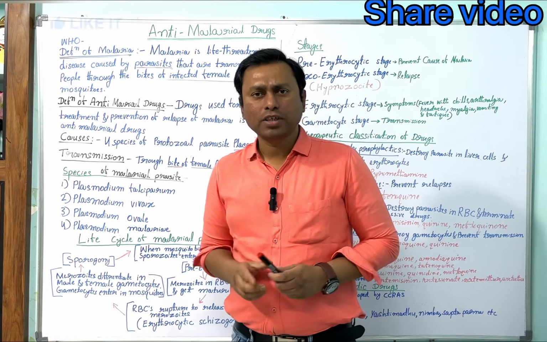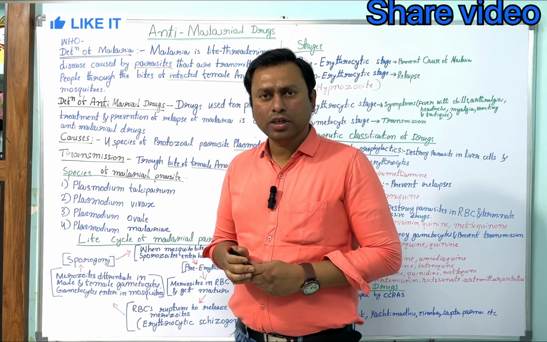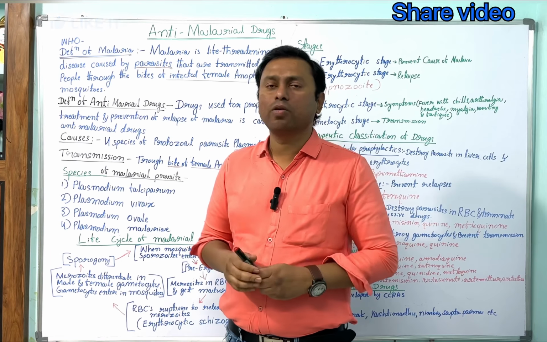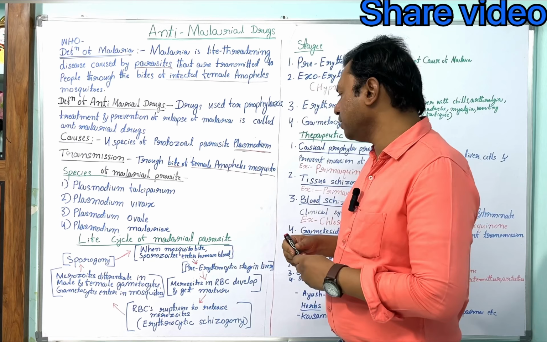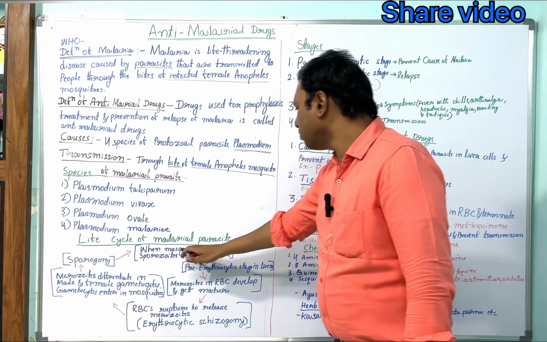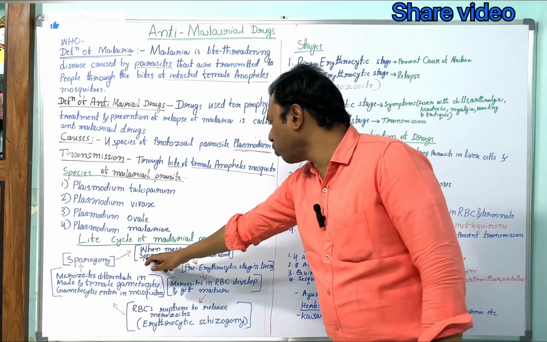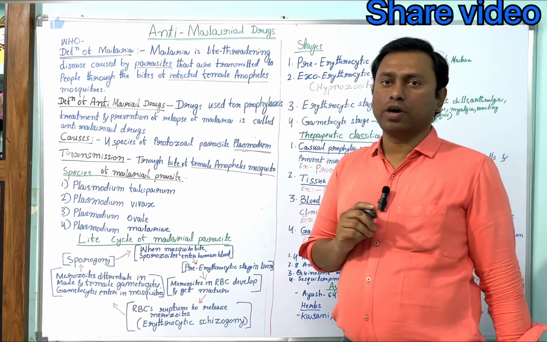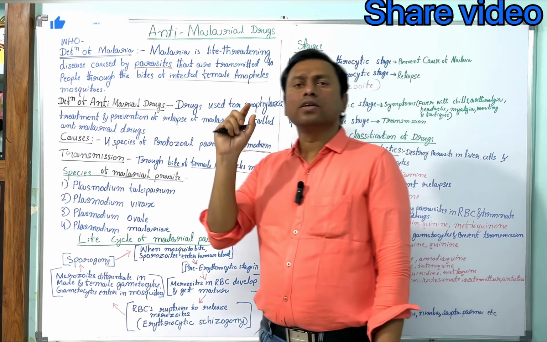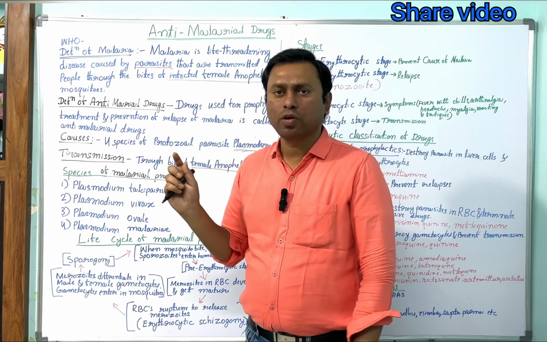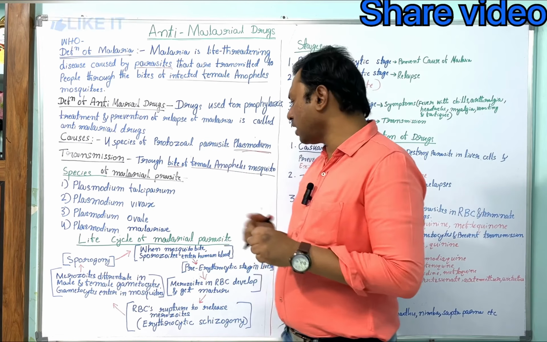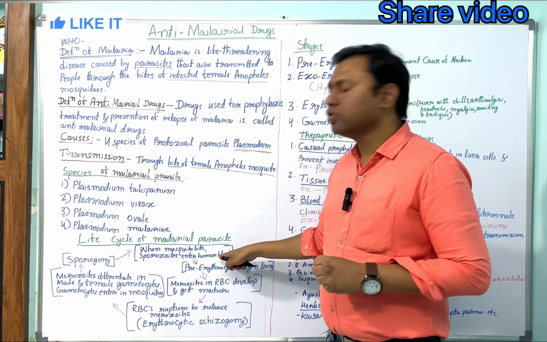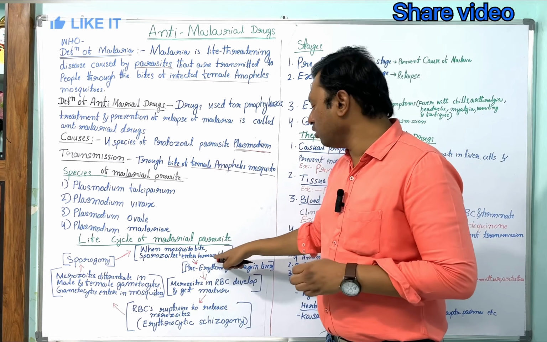First of all, the primary host, that is the female Anopheles. Here, what happens? When the mosquito bites, sporozoites enter the human body. It means that when the female Anopheles mosquito bites, it releases sporozoites into the human blood.